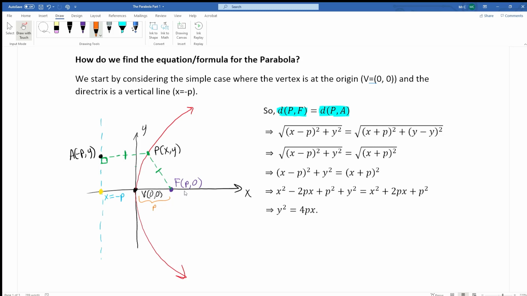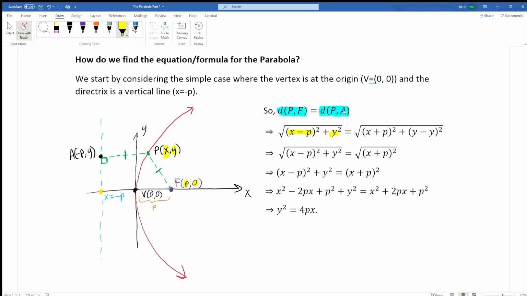Okay, so we're just going to plug into our distance formula. So here we've got the square root of x minus p squared plus y minus 0 squared. Of course, we don't have to write the 0, but this is the distance between P and F, so let's make sure that makes sense. We've got our x coordinate, x minus p, and our y coordinate, y minus 0. So that's the square root of x minus p squared plus y squared.